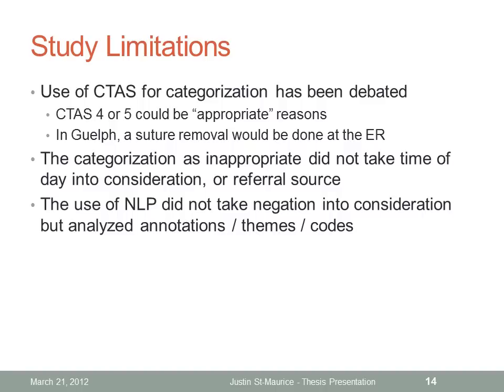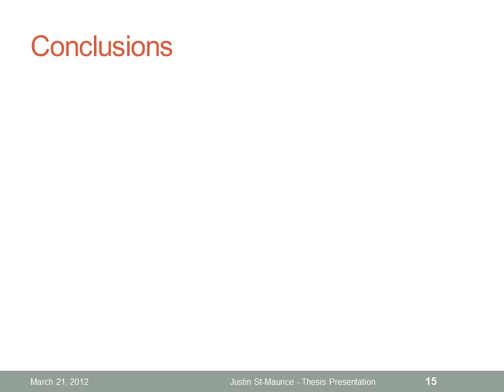Natural language processing also didn't take negation into consideration. It analyzed annotation, themes, and codes. So in the text, if there was a discussion about cancer, it would take the theme of cancer and regress against that as a biopsychosocial code, but it wouldn't be able to determine if they said this isn't cancer but it might be this. It would still see the theme of cancer and would do the regression against that theme.